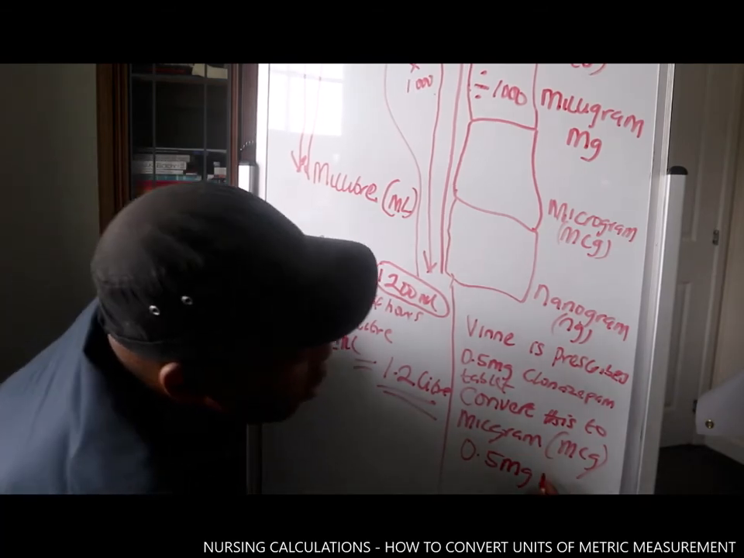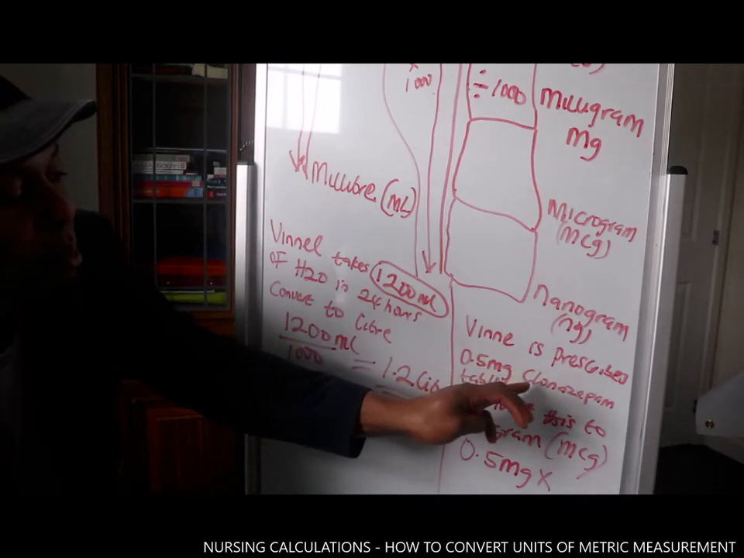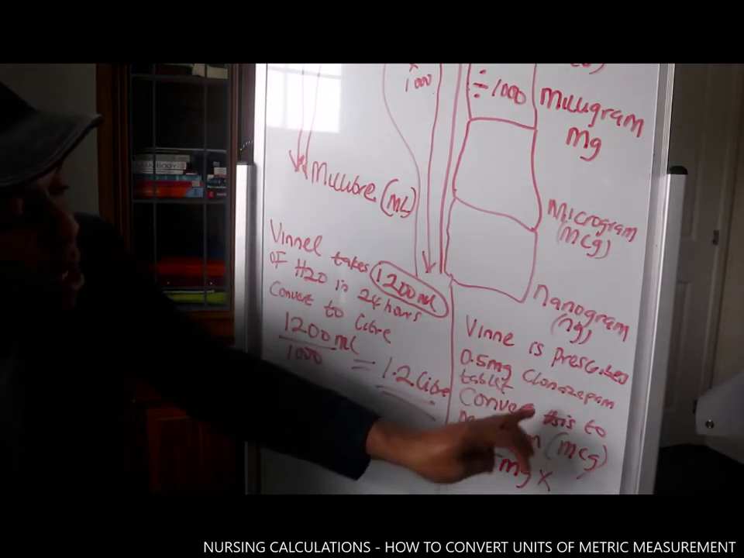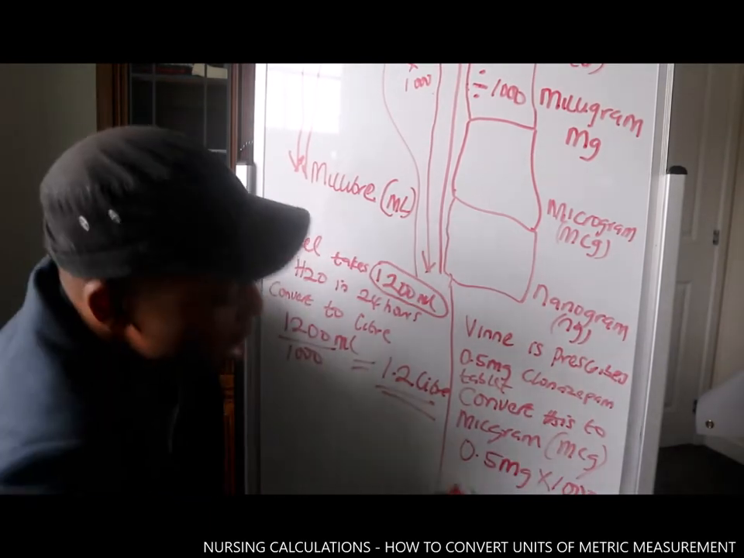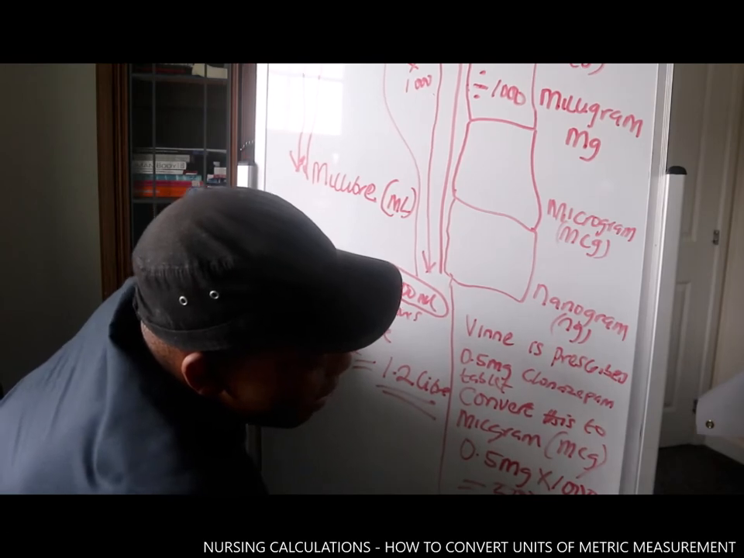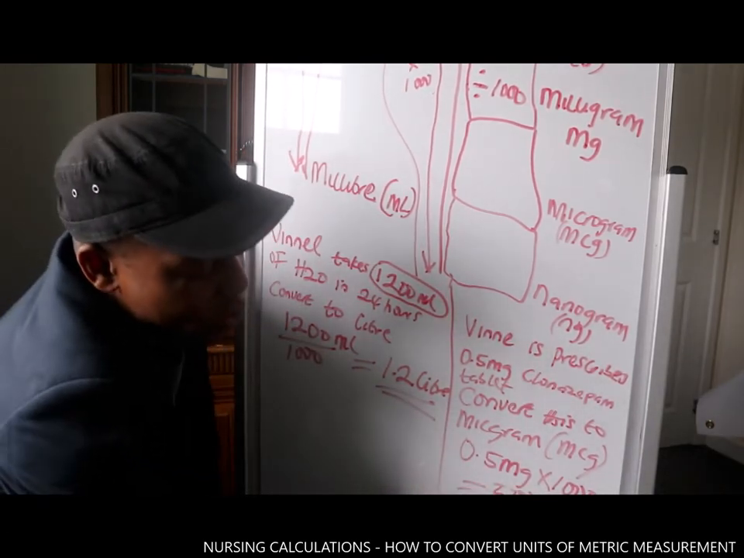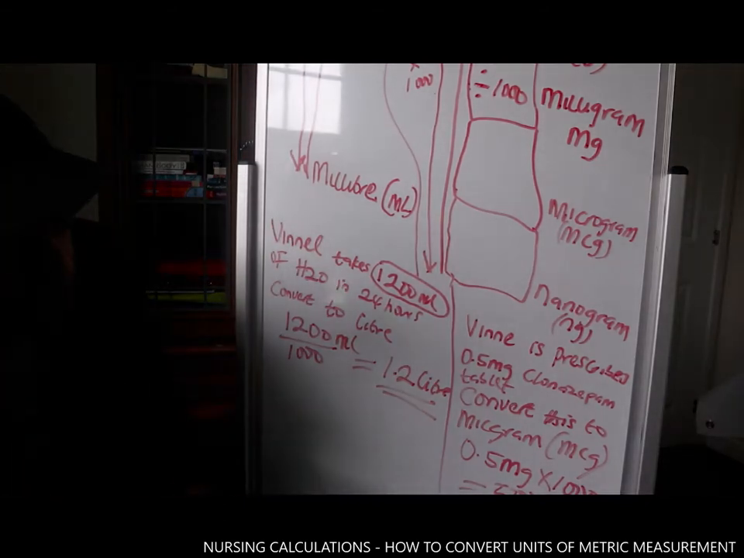You multiply, because we are going from big to smaller one, multiply by 1,000. That will give us 500 microgram, mcg. And make sure that you change the unit. You make sure you change the units.